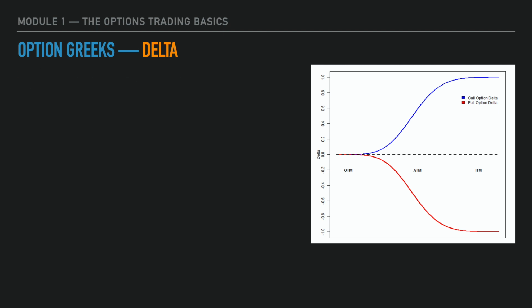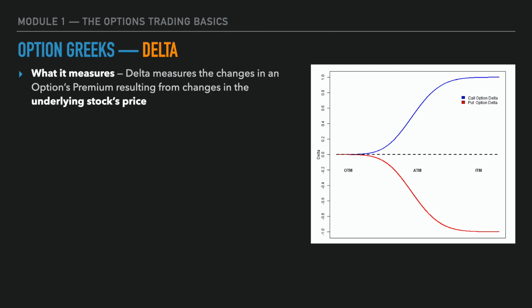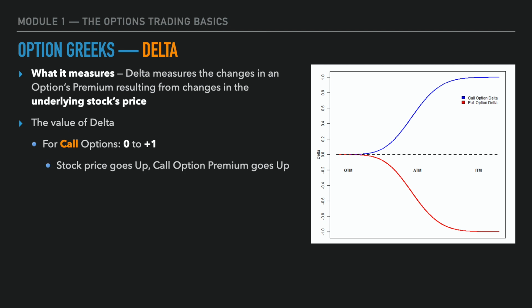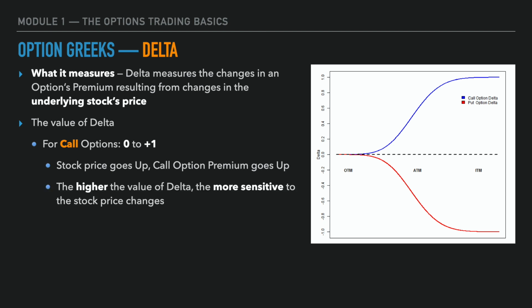As mentioned earlier, delta measures how much the underlying stock price changes in a certain time frame. The value of delta is from -1 to +1. For call options, the delta value will be positive, anywhere from 0 to 1. The delta value being positive means that when the stock price goes up, the call option premium will go up as well. The higher the value of delta, the more sensitive the option is to the stock price movement.